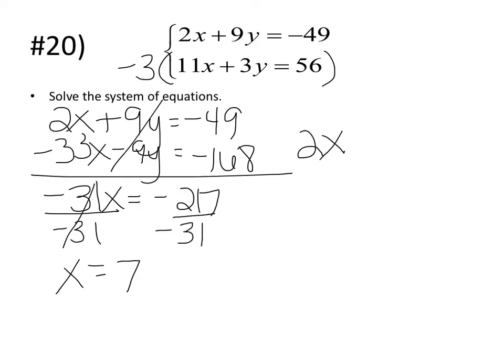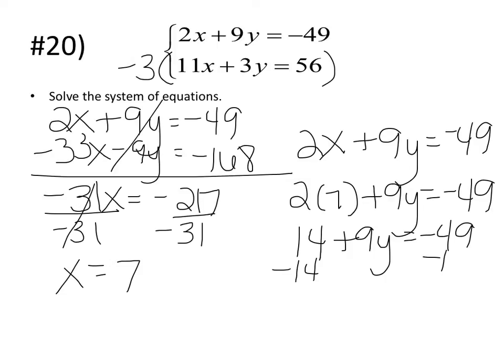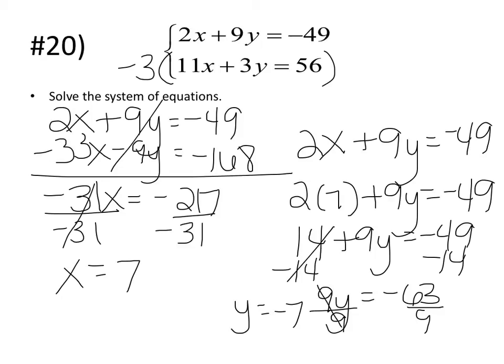Then you're going to plug in 7 into one of the equations, doesn't matter which one, for x. I'm going to choose the top equation. So you have 14 plus 9y is equal to negative 49. Subtract 14 from both sides. 9y is equal to negative 63. Divide both sides by 9. You get y is equal to negative 7. So your answer is 7, negative 7.